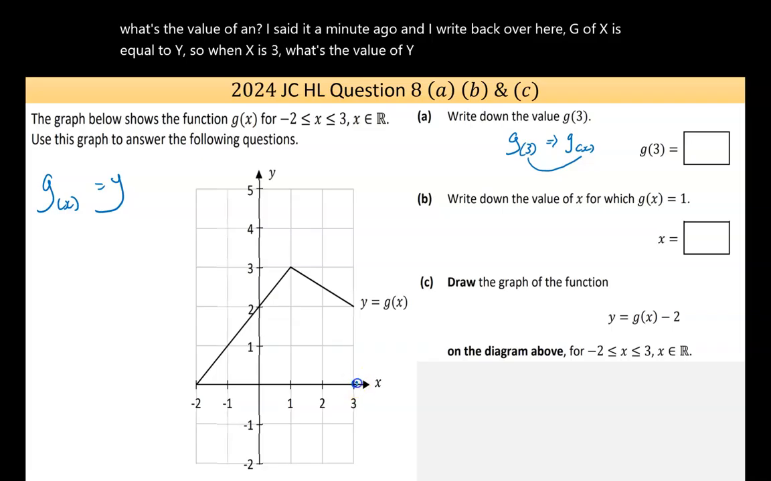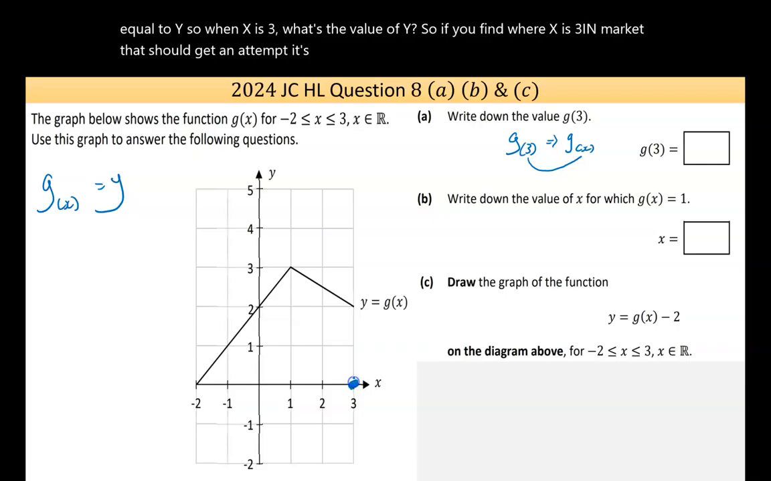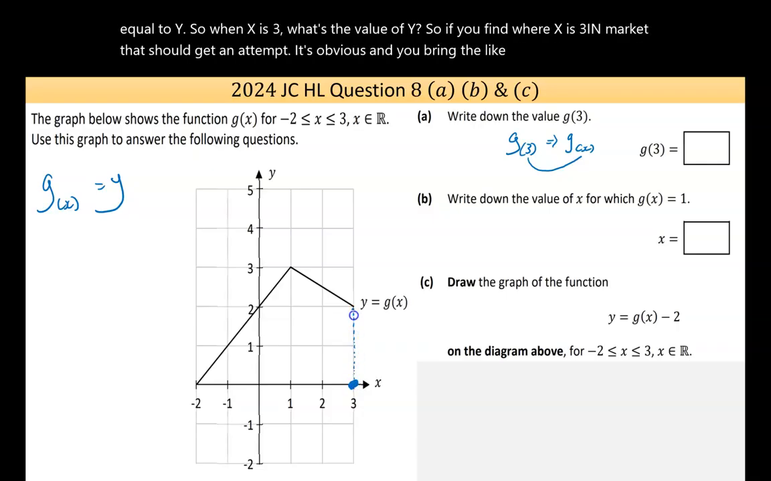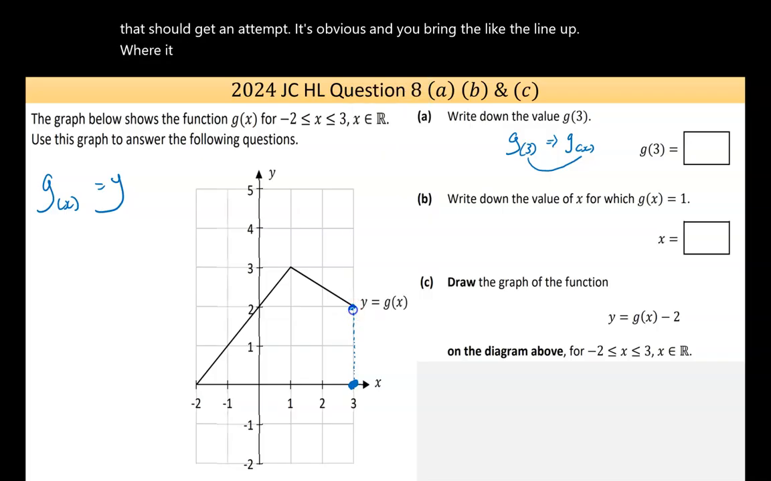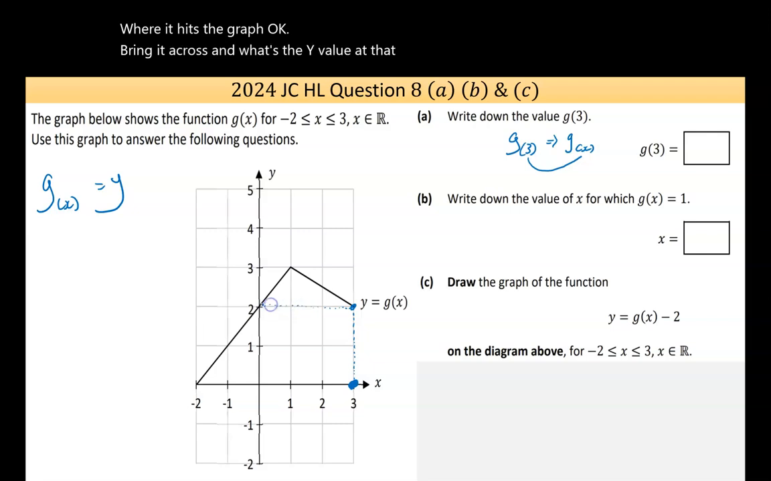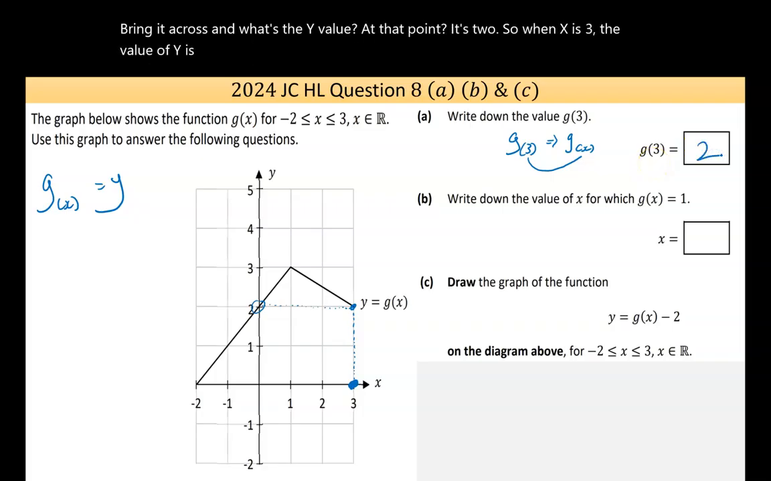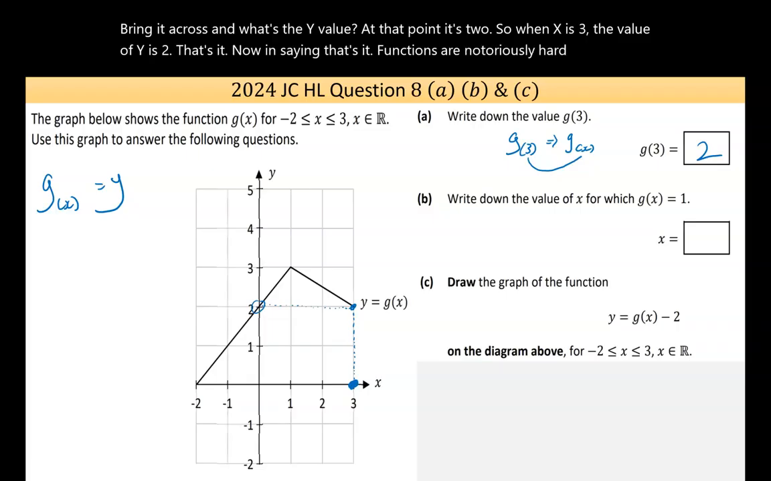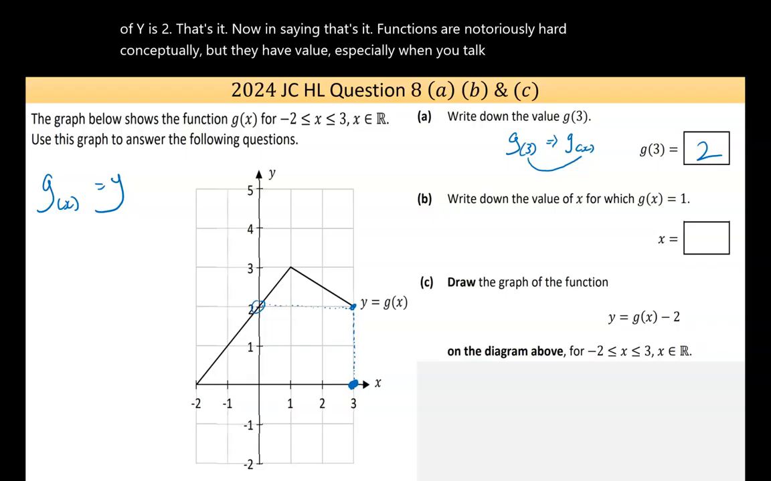So if you find where x is 3 and mark it, now that should get an attempt, if it's obvious, and you bring the line up where it hits the graph, you bring it across, and what's the y value at that point? It's 2. So when x is 3, the value of y is 2. That's it. Now, in saying that's it, functions are notoriously hard conceptually, but they have value, especially when you talk about maths in certain ways.